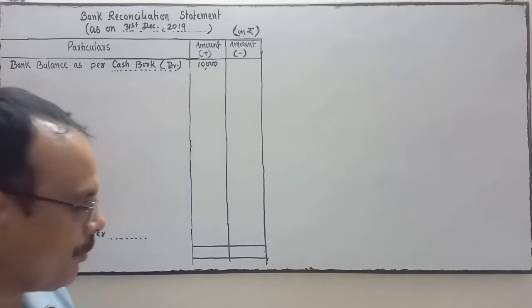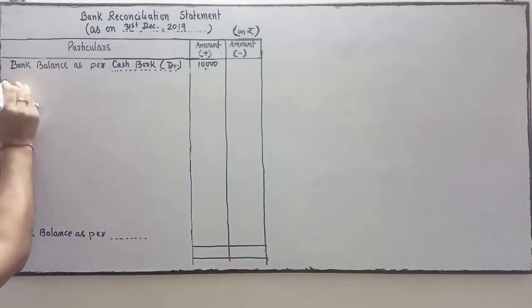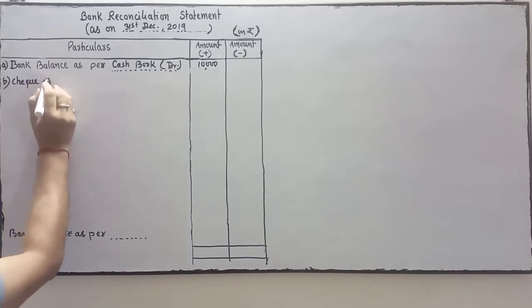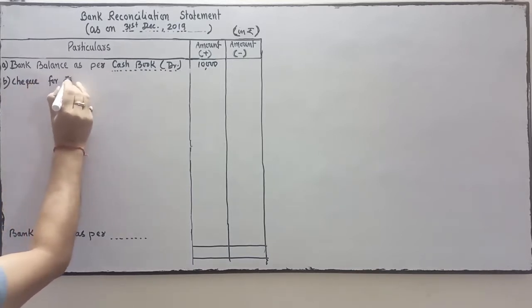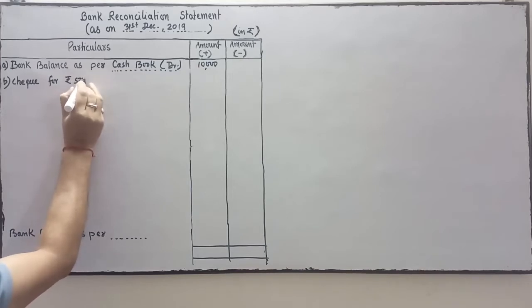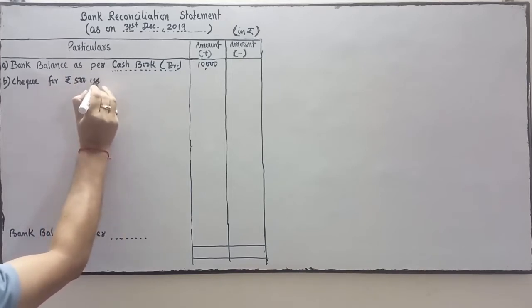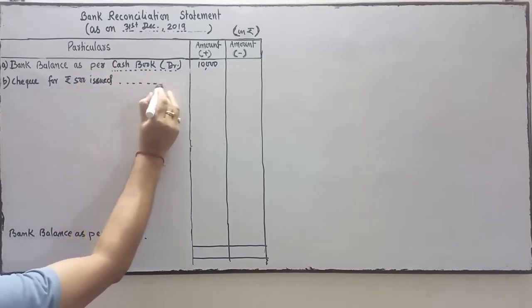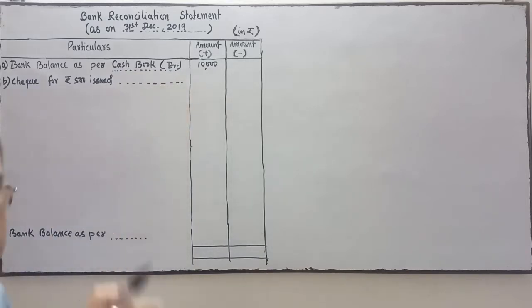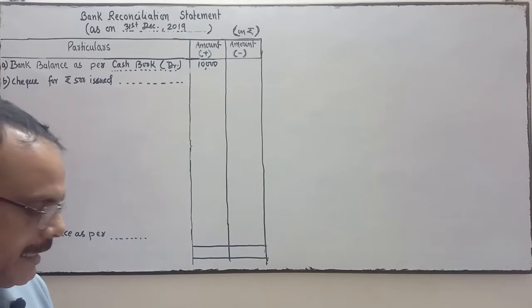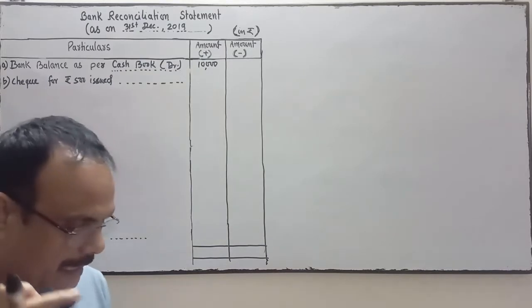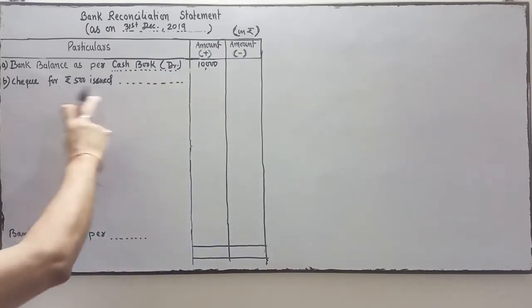Now next is a check of rupees 500. This is number A. Number B is what? Check of rupees 500. You write the sentence which is given over here. I'm not going to write the entire sentence, but you write the sentence completely: the check for rupees 500 issued in favor of Karan has not been presented for payment. You write it over here.